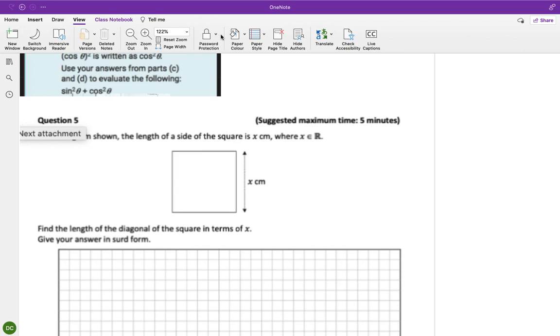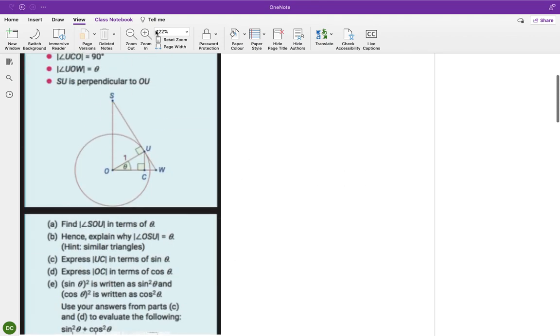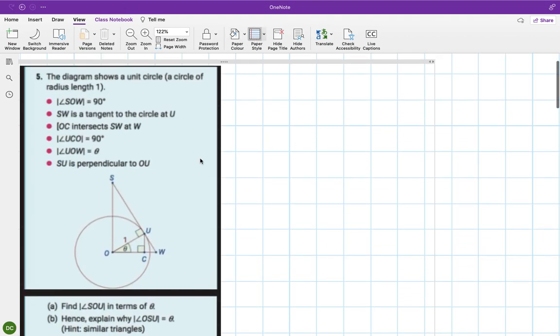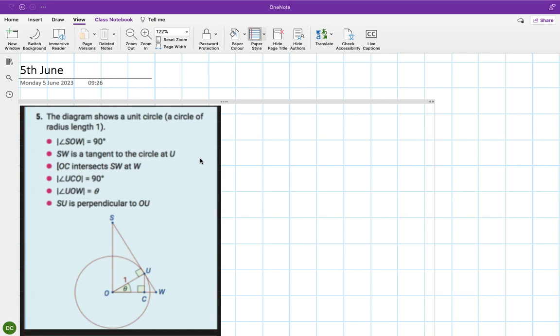Okay, so I've got 4 questions here, I think. Right, so we're given some information about the diagram. It says it is a circle of radius length 1, which is in the picture.